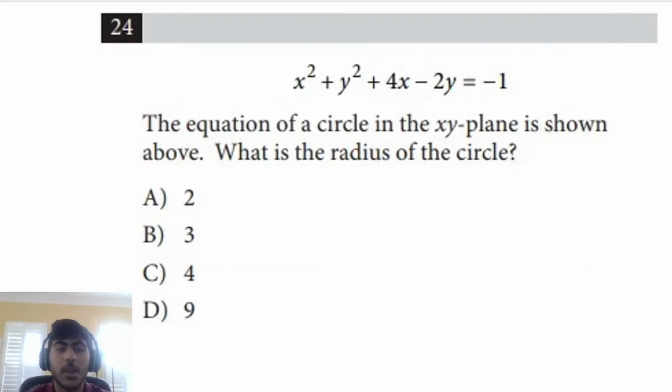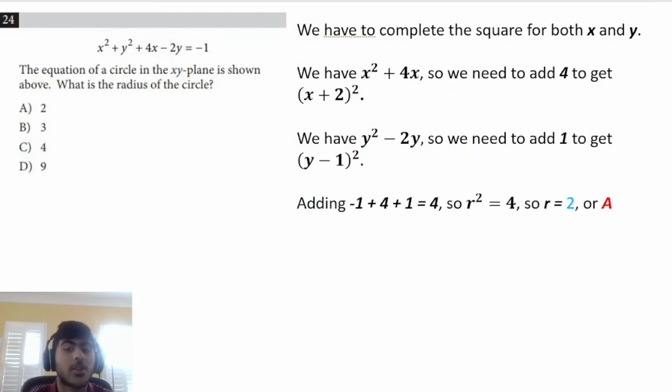Keep going. Here we're given an equation x squared plus y squared plus 4x minus 2y equals -1. We're told that's the equation of a circle in the xy plane, and we're asked for the radius of the circle. Well, let's complete the square for both x and y. We have x squared plus 4x, so we add 4 to get x plus 2 squared. We have y squared minus 2y, so we need to add 1 to get y minus 1 squared. So we do -1, add the 4, and add the 1, and we get 4, which means that r squared has to equal 4, because that's how the formula for the equation of a circle works. Then r has to equal the square root of 4, which is 2, or A.